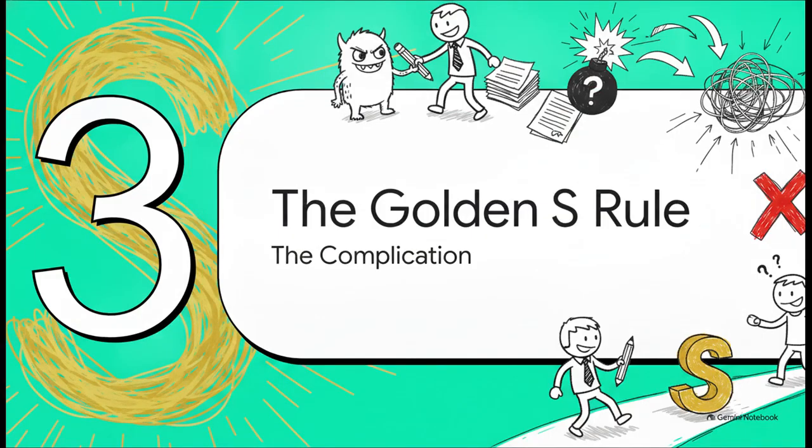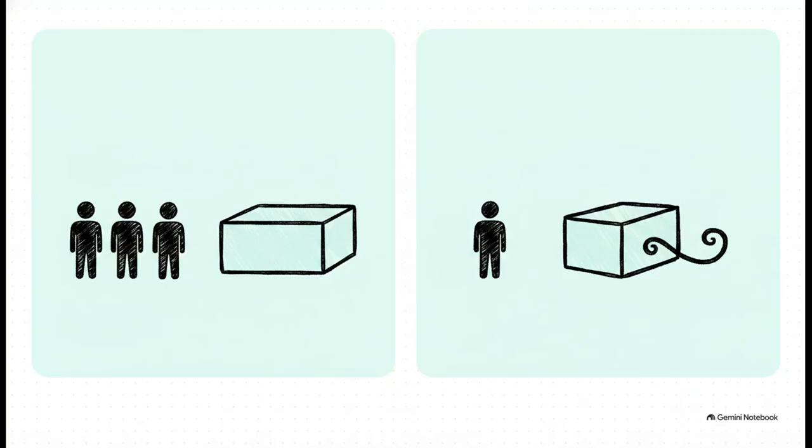Moving on to Section 3, the golden S rule, the complication. Now, let's introduce the villain of our story, the one rule that constantly trips up students. Notice the direct contrast we have here. Plural subjects, which includes we, you, they, and surprisingly enough, the singular I, always take the plain, bare base form of the verb, so they play. But true singular subjects, he, she, it, they demand that the verb takes an S or ES. He plays. If you take away anything today, anchor it to this one golden rule.